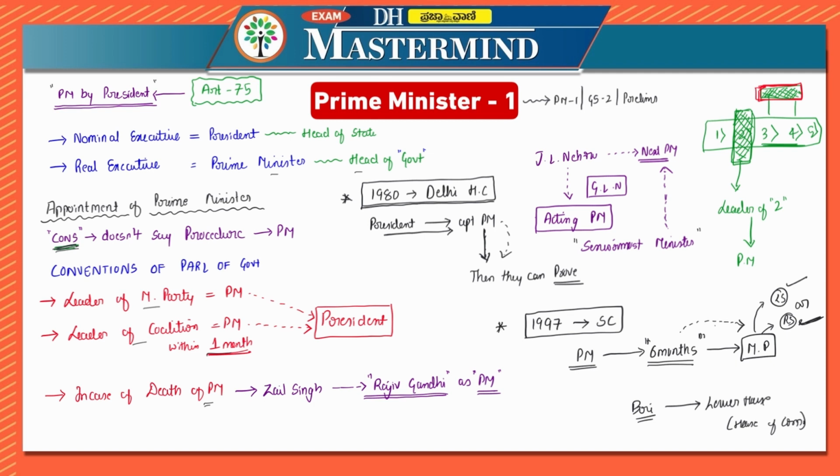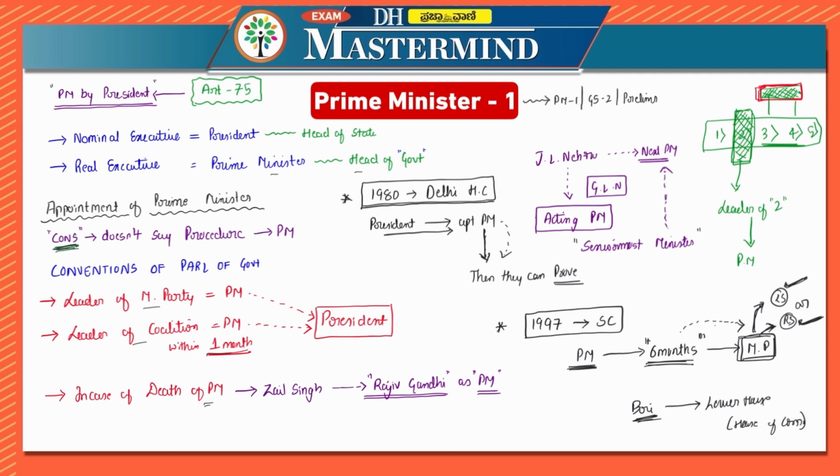In 1997, it said that the prime minister can be appointed by the president for 6 months, and within those 6 months they have to become a member of a house. They can be a member of either Lok Sabha or Rajya Sabha. If they do not become a member of either house, they will cease to be prime minister. Then in Britain, we have seen that the person has to be from the lower house in order to be prime minister, whereas in India, you can be from either Lok Sabha or Rajya Sabha. So this was the first part of the prime minister.